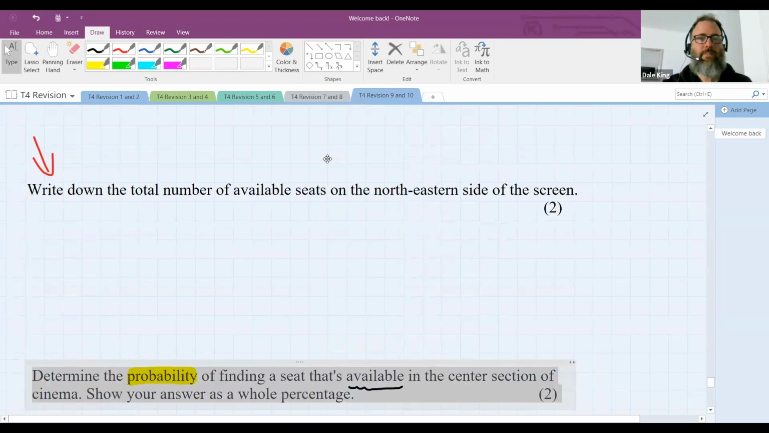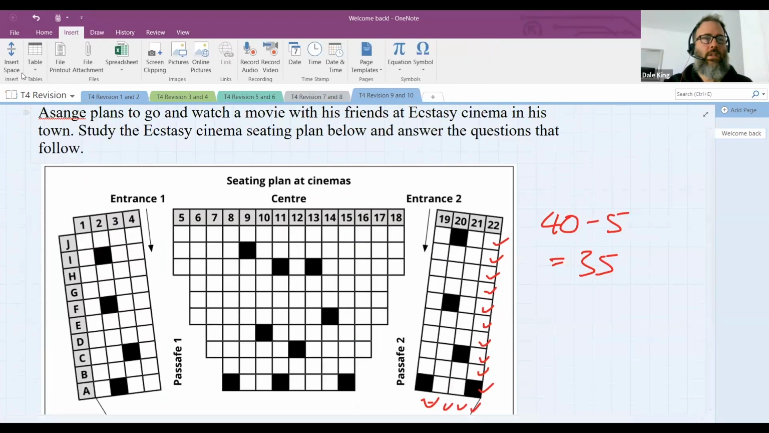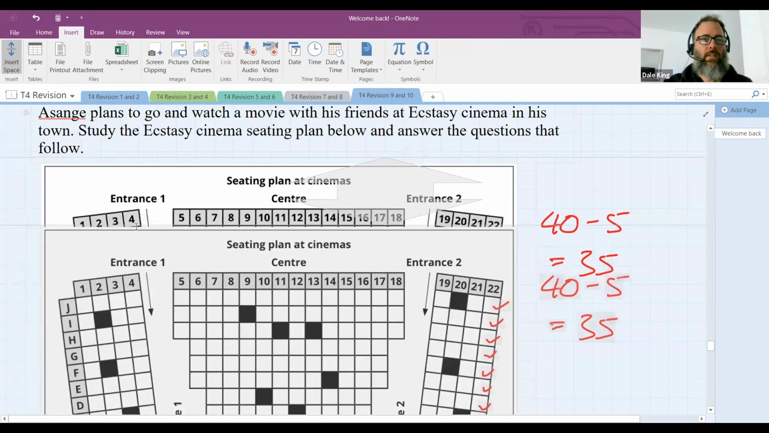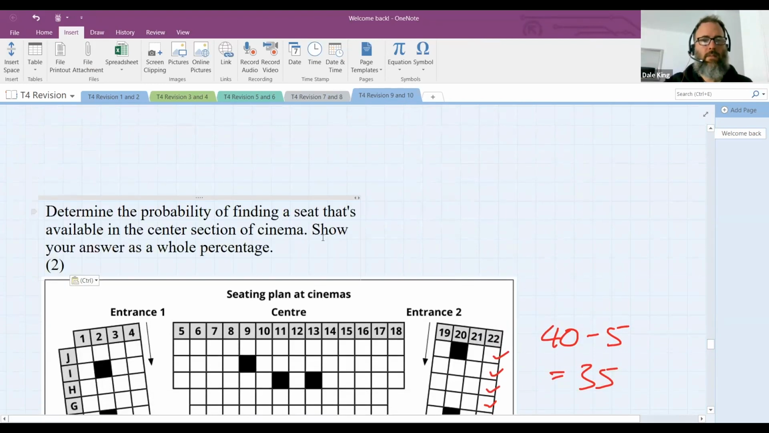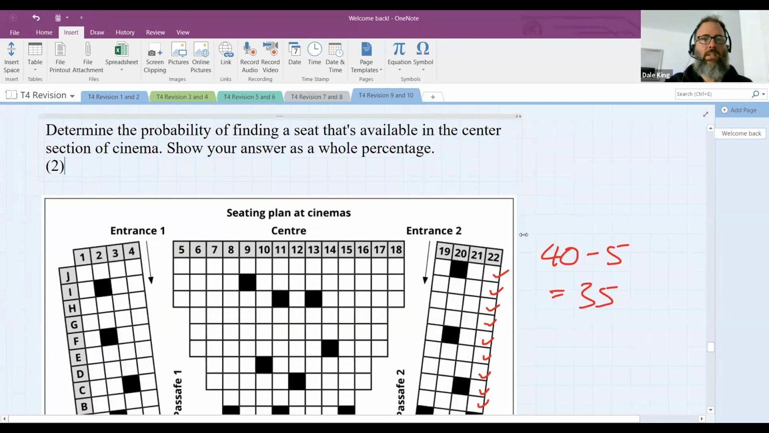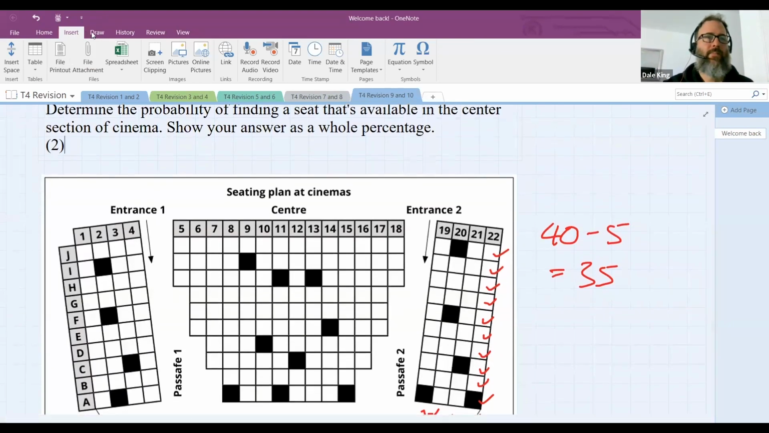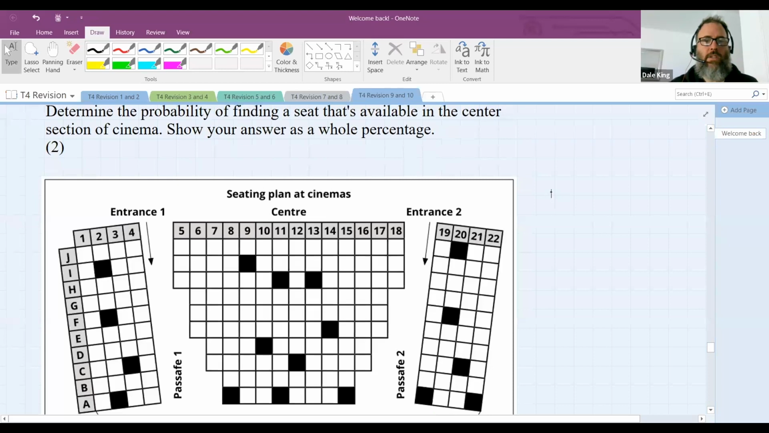I'll bring this up for you. I'll let you stare at the screen. I'll stick the question in at the top here. What's the probability of finding a seat that's available in the center section? Show your answer as a whole percentage. Let's see who gets this one first. Last question of the night. The probability of finding a seat that's available in the center section of the cinema.